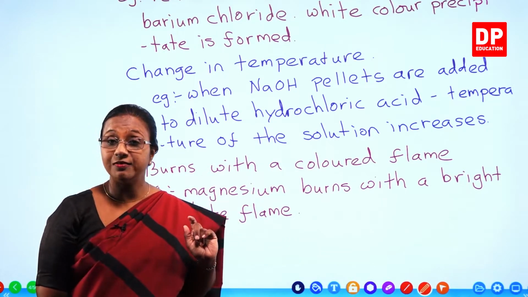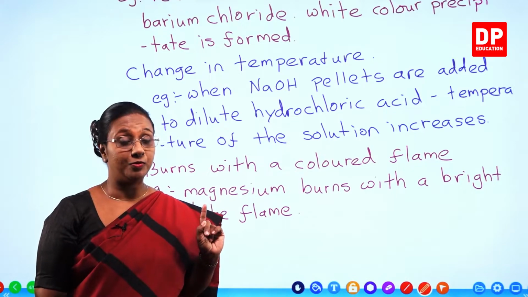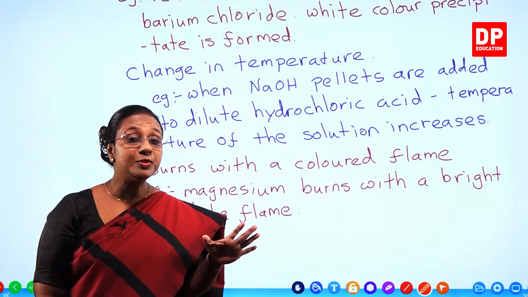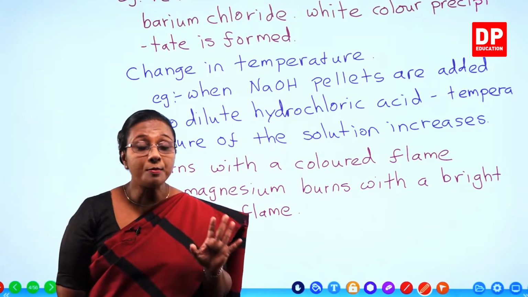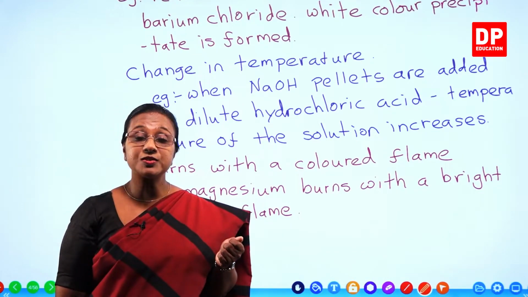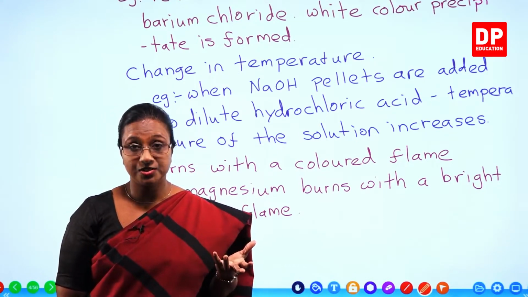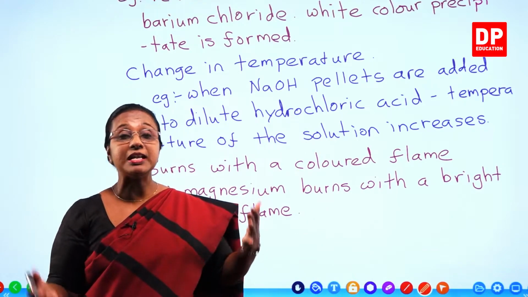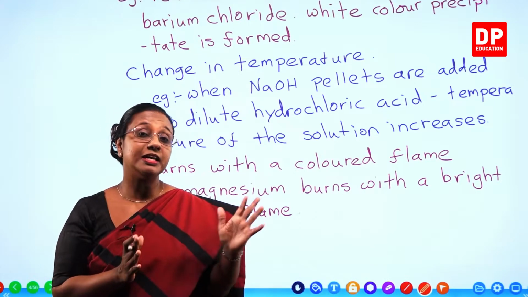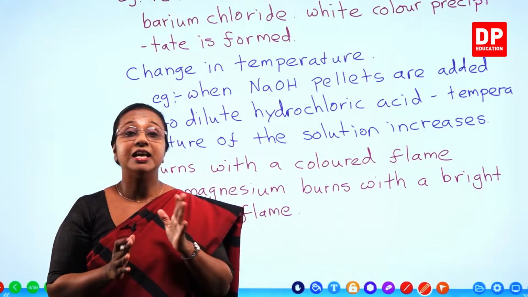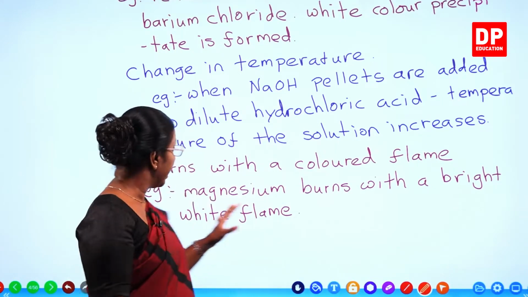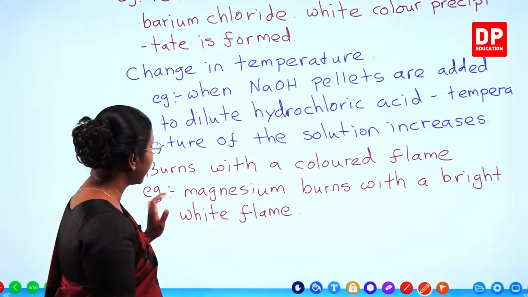Magnesium burns with a bright white flame, but we have learnt before, if you can remember, with the properties of sulfur, sulfur burns with a blue color flame, but normally we don't do that in the lab. Why? Because the product sulfur dioxide is somewhat poisonous. So it is harmful for the environment as well as us. Because of that, we avoid burning sulfur in the laboratory. But it burns with a blue color flame. That is a characteristic color. So like that, magnesium burns with a bright white flame.